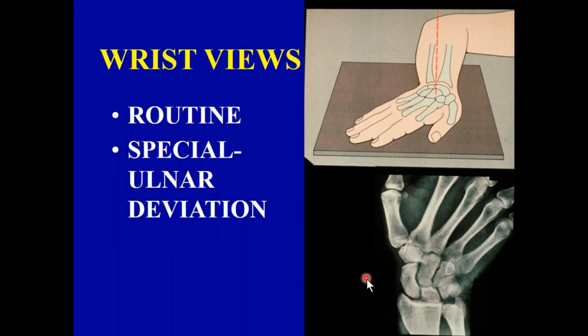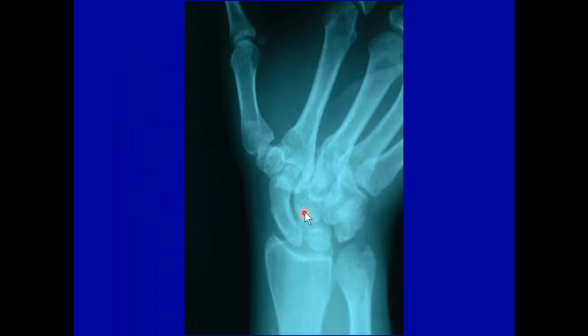You simply do an ulnar deviation view, same central ray halfway between the radial and ulnar styloid process, and you'll get an elongated scaphoid. In other words, the scaphoid will become larger, elongated like this. So now if the doctor wasn't sure on the first examination, he can be sure that this scaphoid is intact, there is no fracture there.